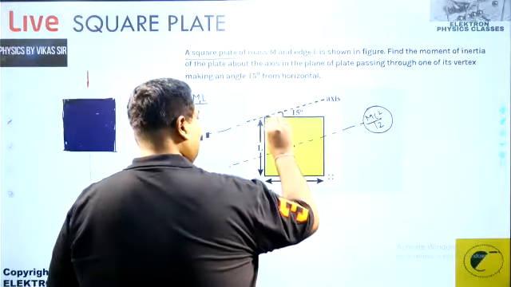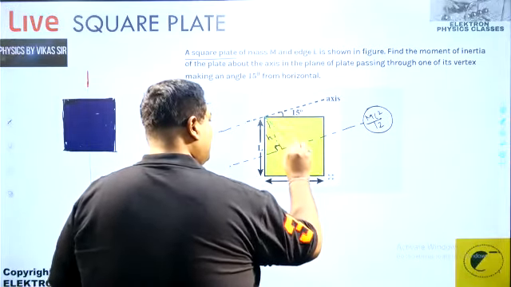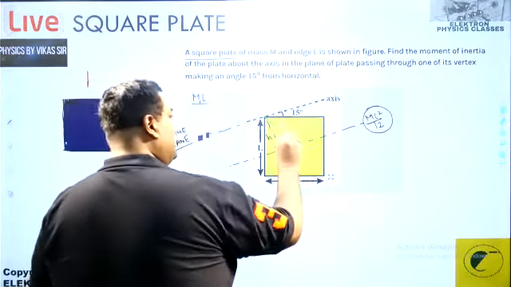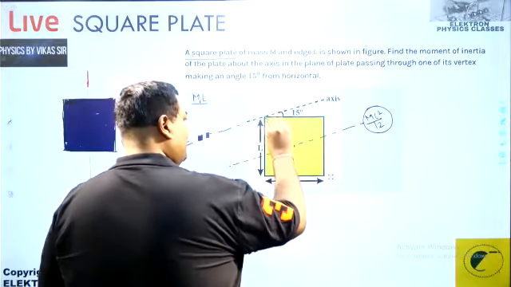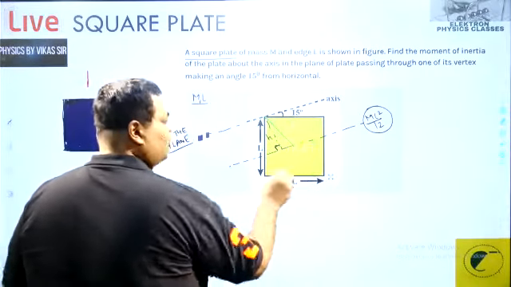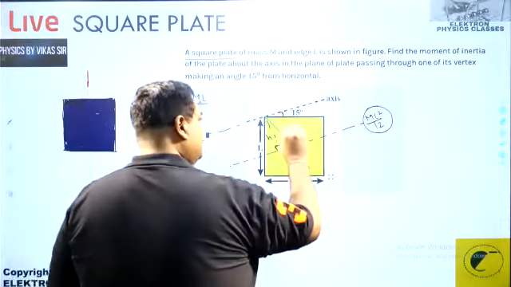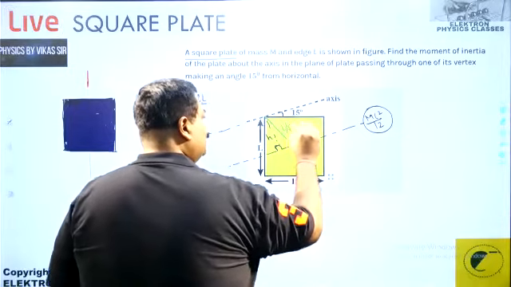Then you construct this line. That's of course a diagonal line, and you know the diagonal value. This side value is how much? Half of the diagonal. That is L upon root 2. That's half of the diagonal.